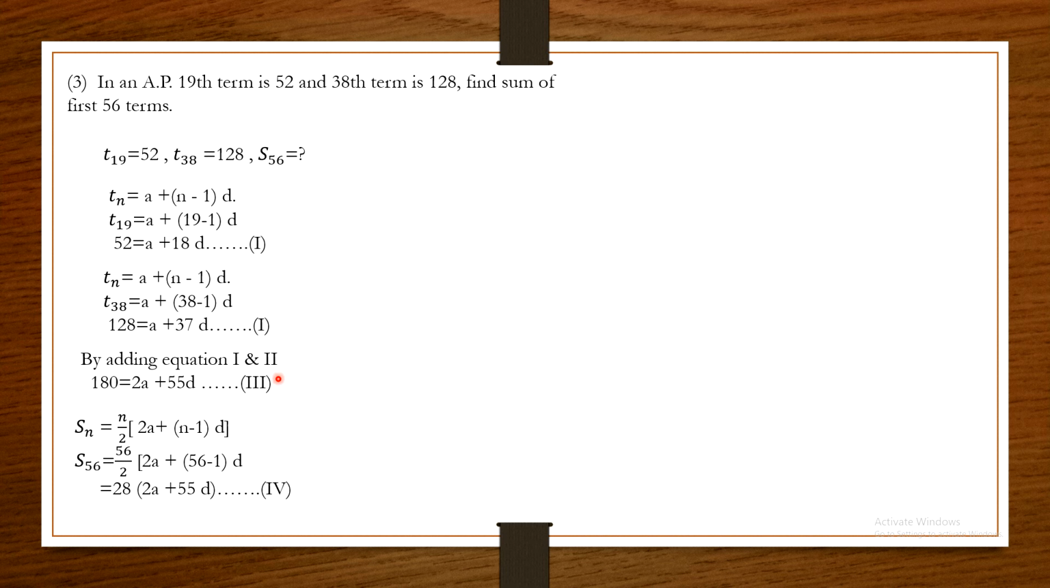Now you observe the right side of the third and fourth equations. We can observe that 2A plus 55D here and 2A plus 55D there are the same. So by using the third equation, substituting this value in the fourth equation, we get S56 equal to 28, and replace this 2A plus 55D by 180. So 28 into 180, we will get 5040, and this is the required sum of the first 56 terms.